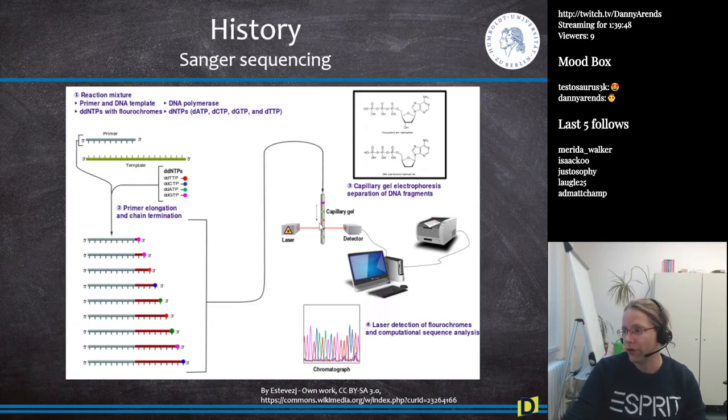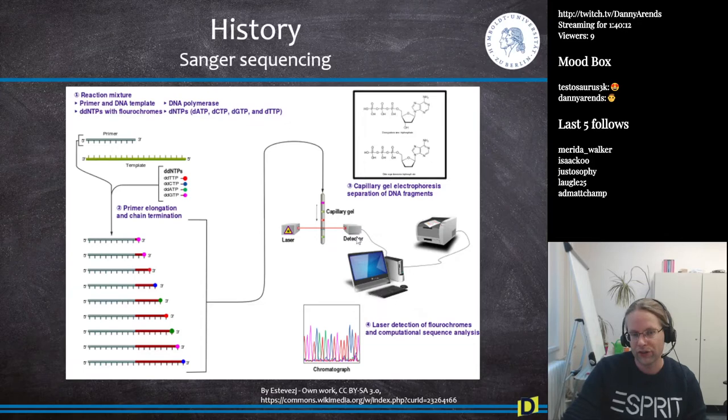So you run this through a very small tube which has agarose gel in there, which then separates it by size, right? Because the smaller fragments will run faster than the longer fragments, so they will hit the detector first. So you have a little laser at a certain point at this capillary, and this laser will excite the fluorophore, and the fluorophore will then give you the color.